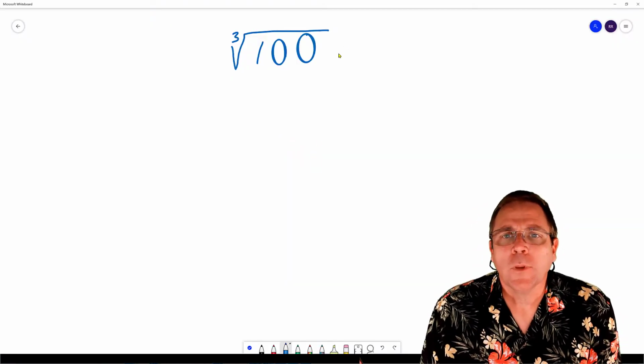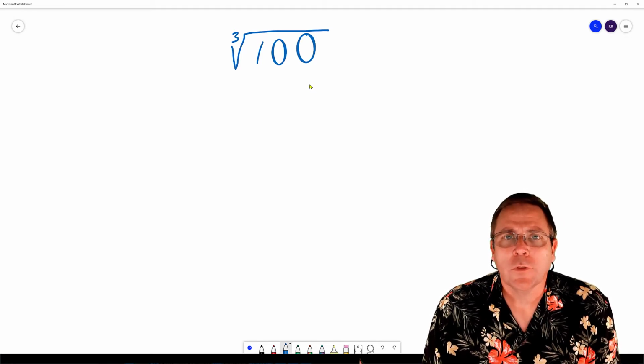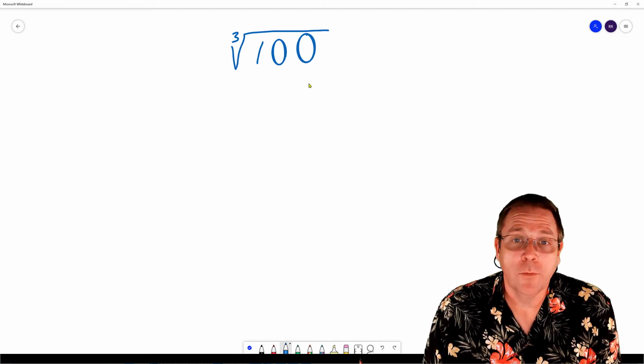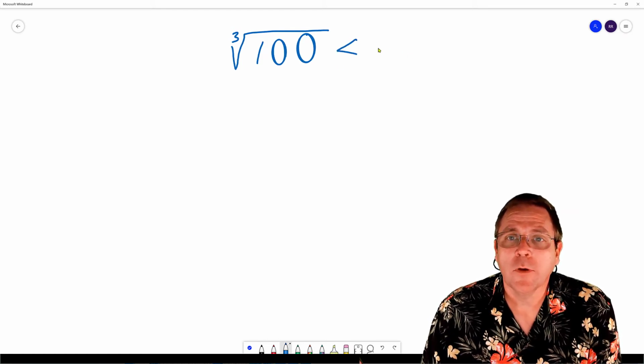Alright, my turn. You remember earlier I mentioned that the cube root of 5 was one of the ones that I knew. 5 times 5 is 25, times 5 is 125. So that's going to be my starting point because I think that's going to be pretty close.